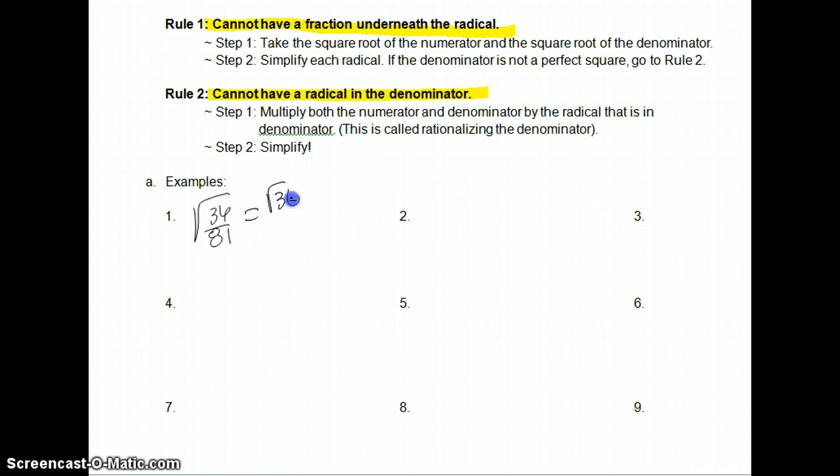So root 36 over root 81. We're going to take the square root of the numerator and the square root of the denominator. And lucky for us, these are both perfect squares. So this is going to give me 6 over 9. And hopefully you recognize that this can be simplified further, and that's going to be 2/3.